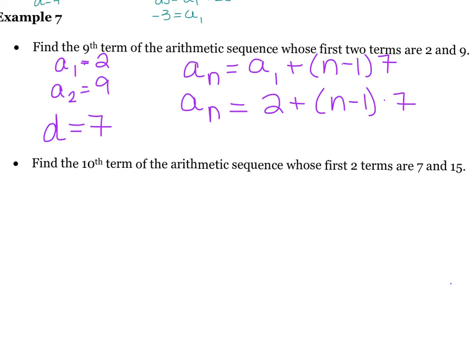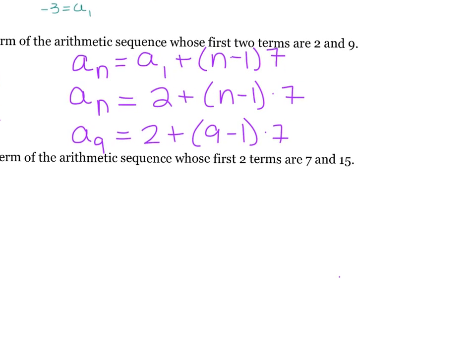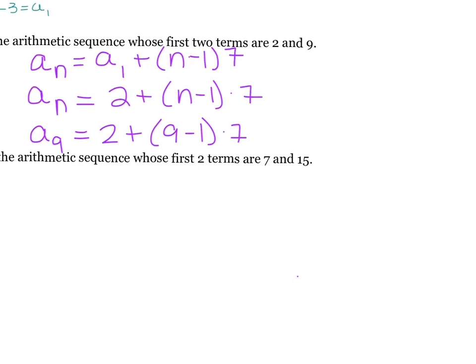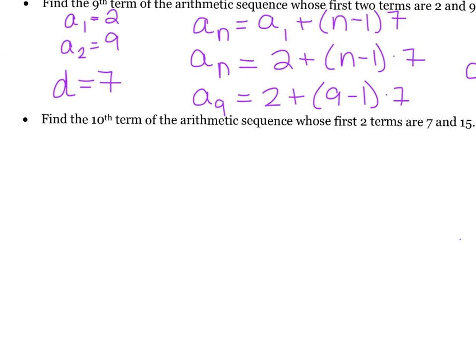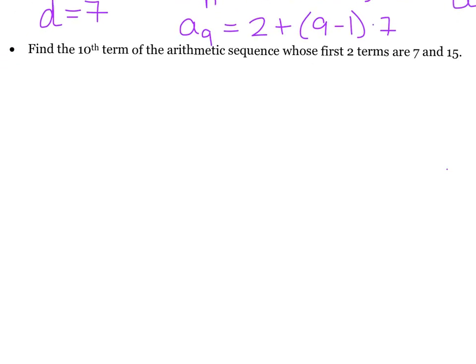So if I want to know the 9th term, cool. A sub 9 is equal to 2 plus 9 minus 1 times 7. So let's just do that computation. That is 2 plus 8 times 7. So hopefully we know that 8 times 7 is 56, plus 2 is 58. So the 9th term is going to be 58. You pause here and go ahead and do this last problem.